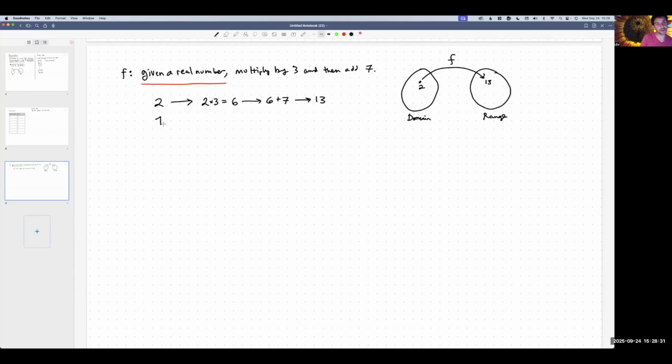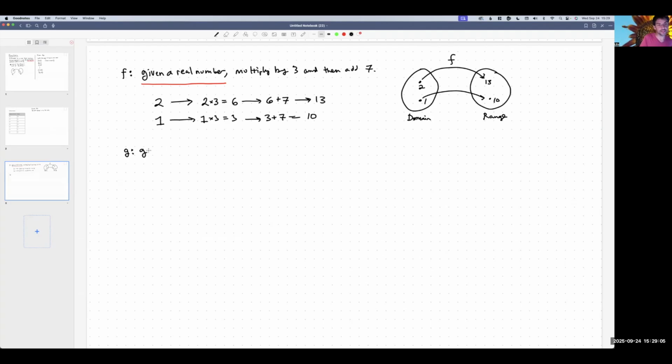And if we take another number, let's say 1, we input 1, we take 1 times 3, which is equal to 3. We take that and add 7 to it, we get 10. And so I could say the number 1 goes to 10. Okay? Right. Now, let's do one more function in this way. Let's take the function g, for instance.